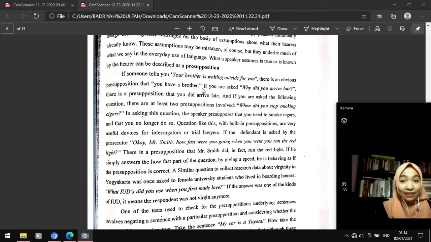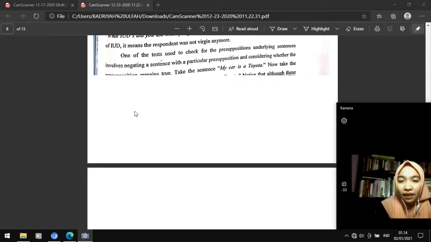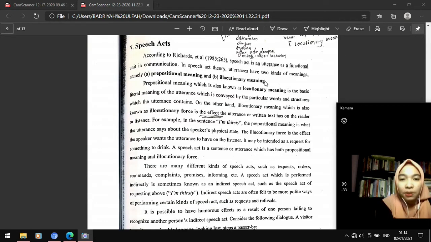See? This is presupposition, and this is actually fun because most of the people like to have this kind of assumptions, whether sometimes the assumptions themselves are wrong. Mostly girls do it, like when the boy just says something, but you assume more than the real meaning. So that's presupposition. Let's go to the next one, speech acts.